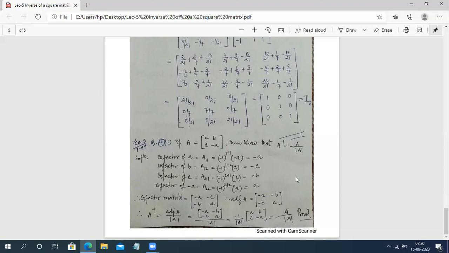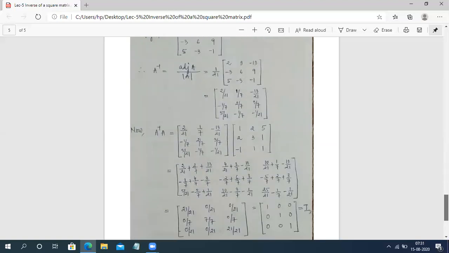Here we have no need to find the value of its determinant, because we have to show that this A inverse is minus A by determinant of A. So no need to find the value of the determinant, just write determinant of A only. I hope this inverse matrix is clear to all of you.